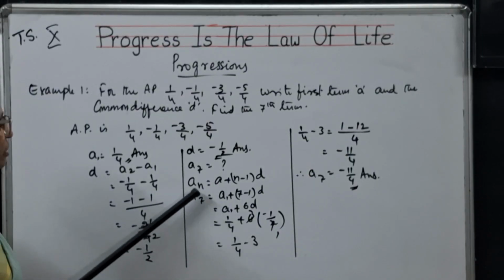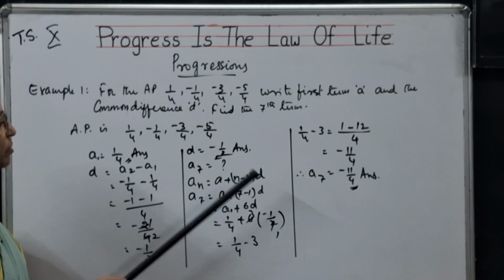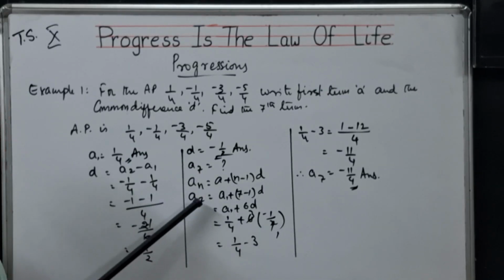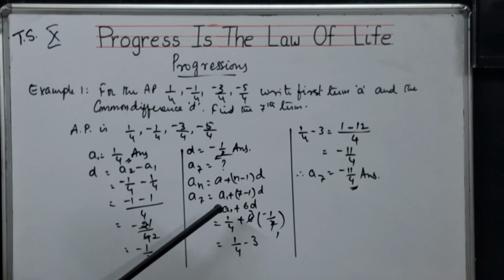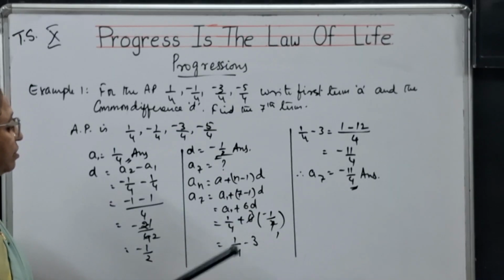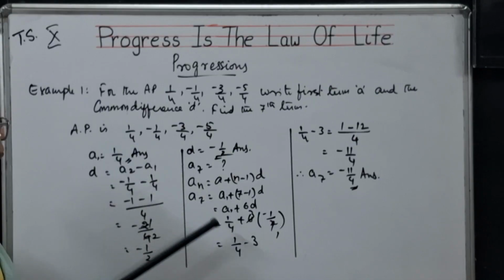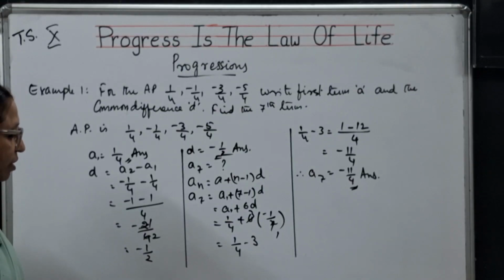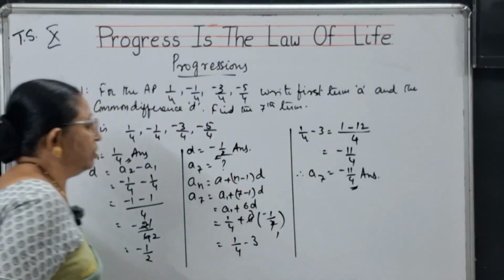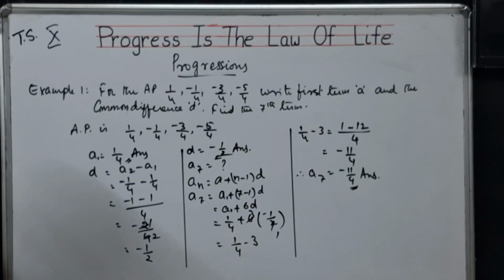Now the nth term. The nth term formula is a plus n minus 1 into d. So the seventh term they are asking. So a7 is equal to a, in the sense a1, plus 7 minus 1 into d. That is a1 plus 6d. That is a1 is 1 by 4 plus 6 into d, minus 1 by 2. On calculation, I got it as minus 11 by 4. Please note it down, children. If you have any doubt, listen repeatedly, you will understand.